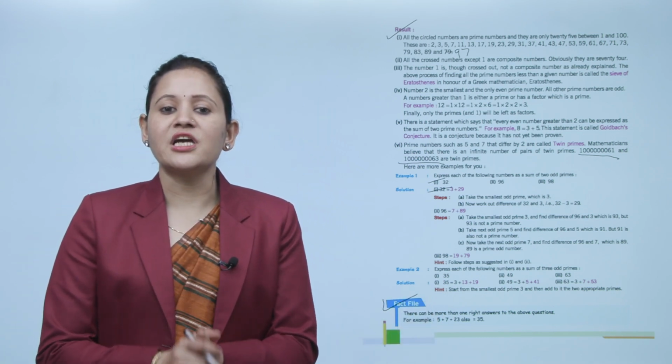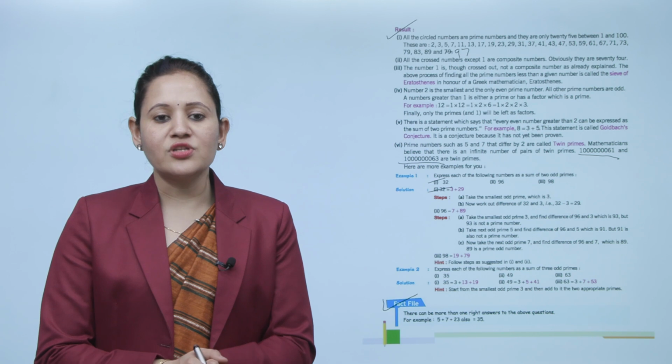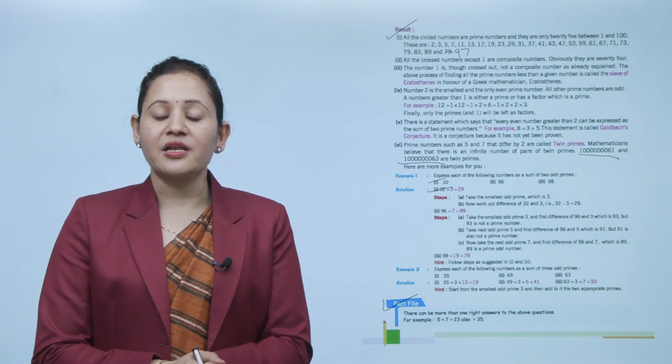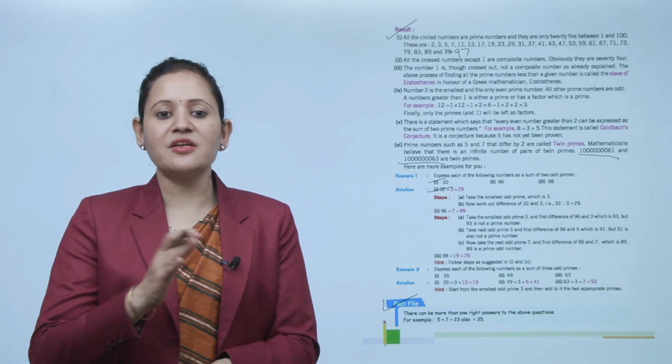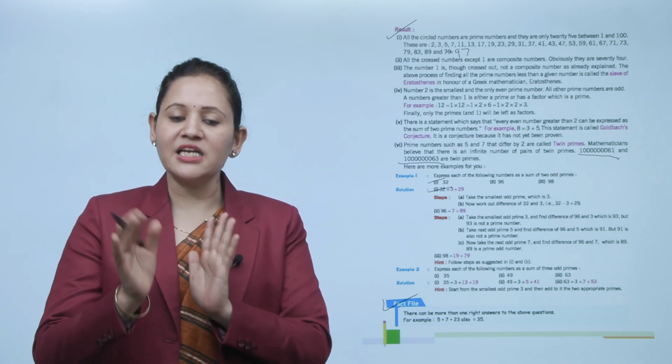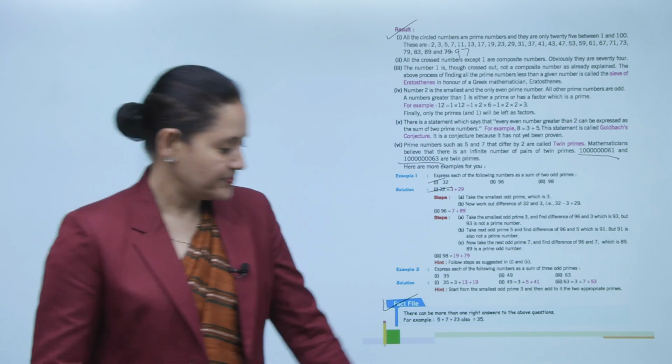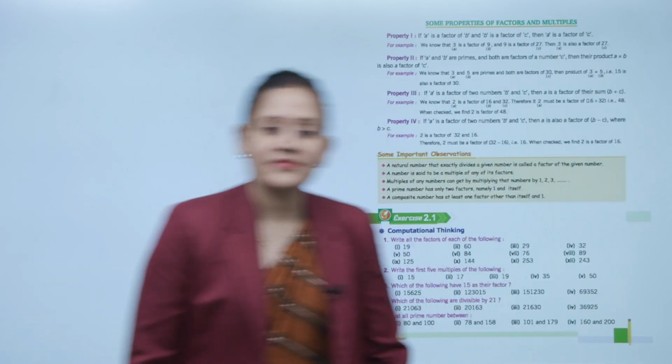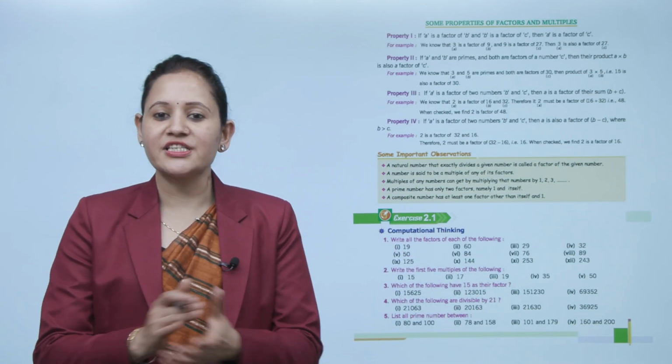Next is a fact file. There can be more than one right answer to the above question. For example, 5 plus 7 plus 23 is also 35. So we can make different combinations. Clear? Next are some properties of factors and multiples.